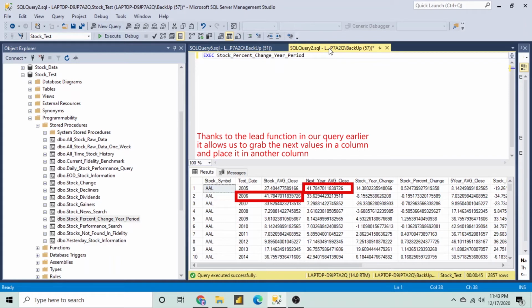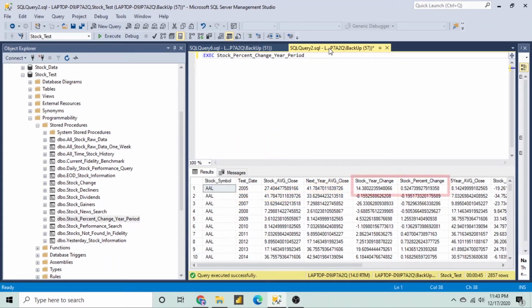And then from those two columns earlier, the stock average close and the next year average close, we could get the percentage that they increased or decreased as well. So continuing to look at the first row, you can see that American Airlines from 2005 to 2006 in a year-over-year period increased 52%. And we basically repeat this process for the 5 and 10 year period.